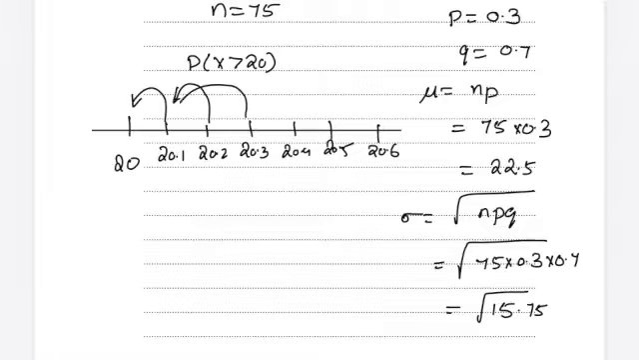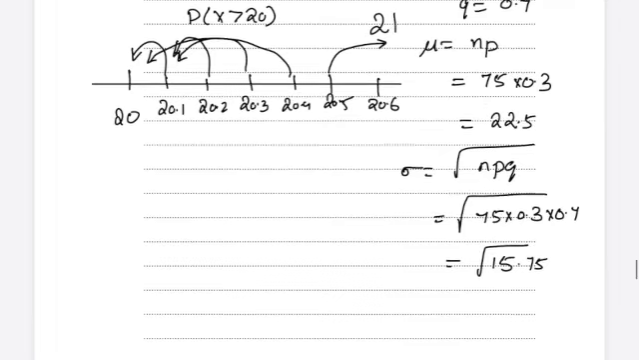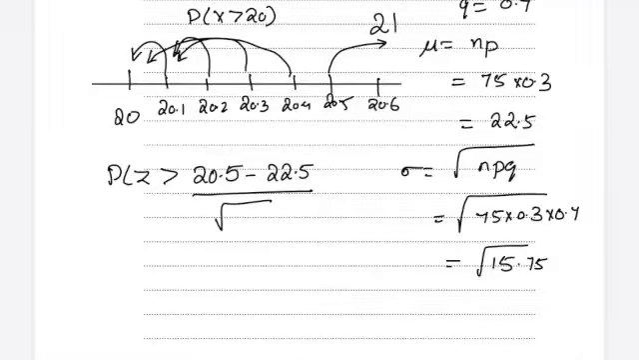20.2 is also rounded off to 20. 20.3 is also rounded off to 20. 20.4 is rounded off to 20. But 20.5 is rounded off to 21. So I'll be taking probability of z greater than 20.5 minus 22.5 divided by square root of 15.75.